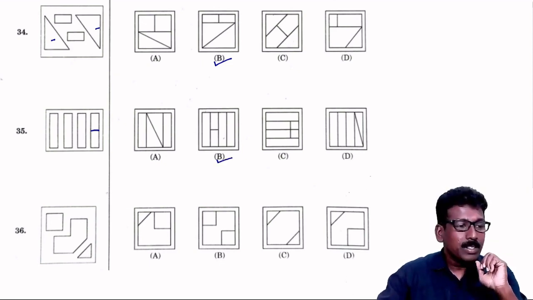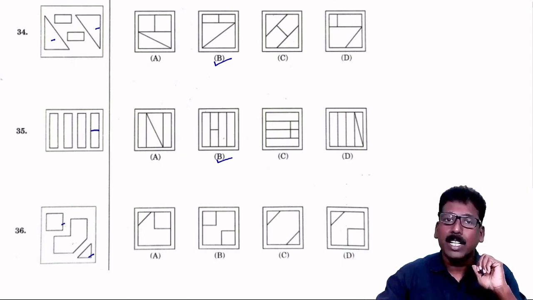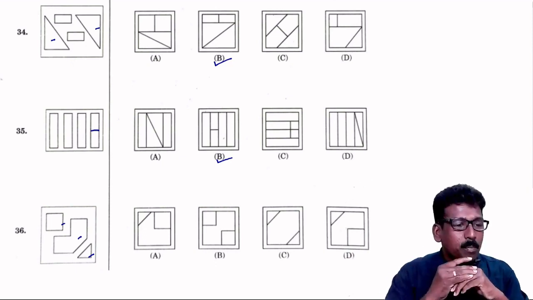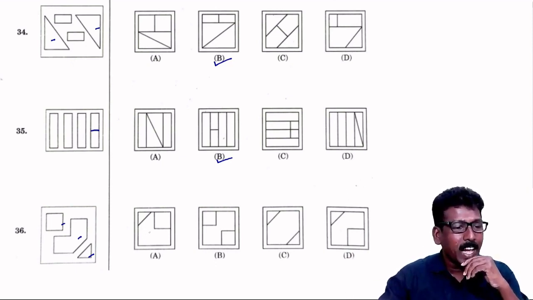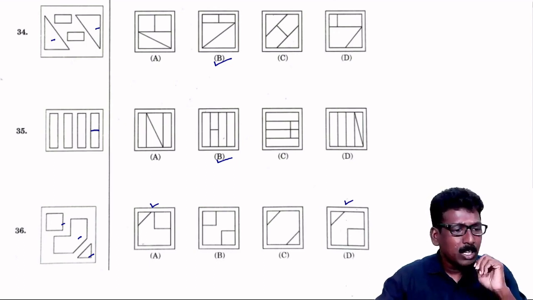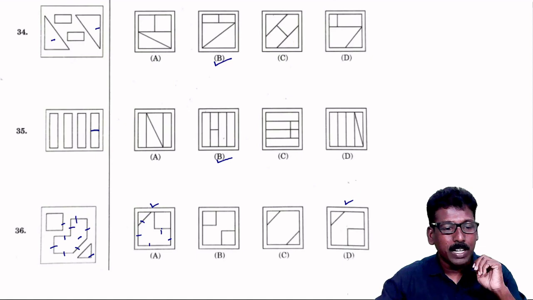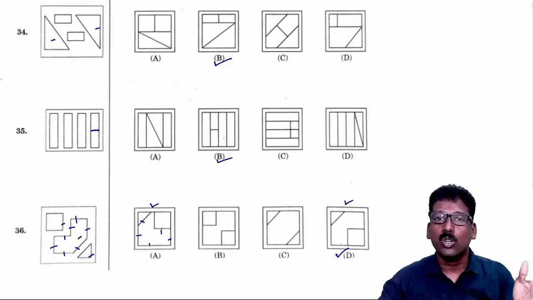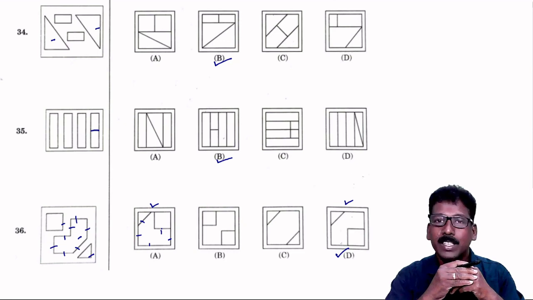Look at the last one, question 36. Here a square, a triangle, and a seven-sided polygon are given. Now look at the options. Options A and D have a triangle and square. So the answer will be either A or D. But in A, look at the sides: 1, 2, 3, 4, 5. Here you can see 1, 2, 3, 4, 5, 6, 7. So D can be the correct answer. A is not there, which means the correct answer will be D.